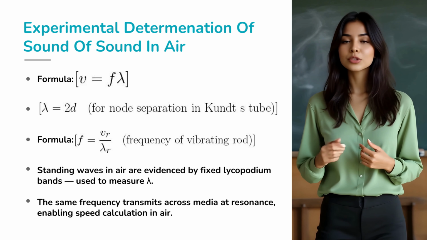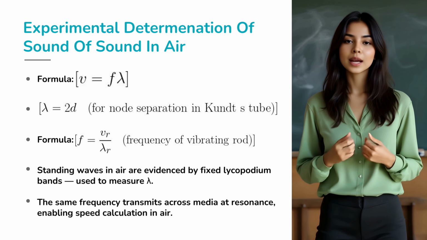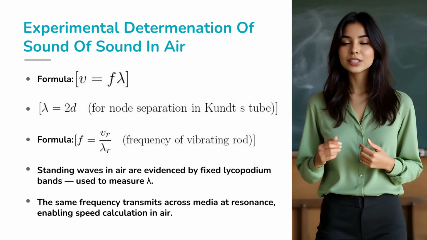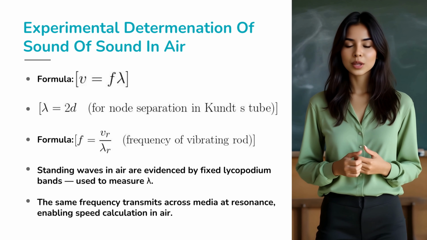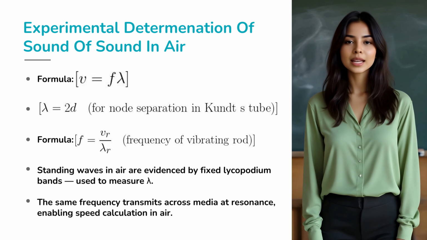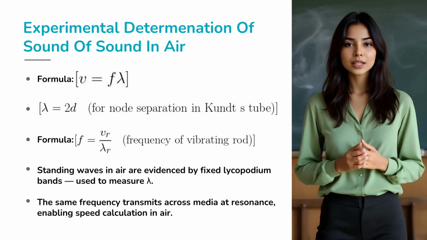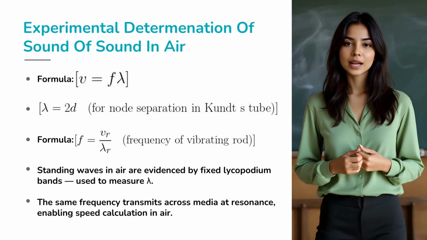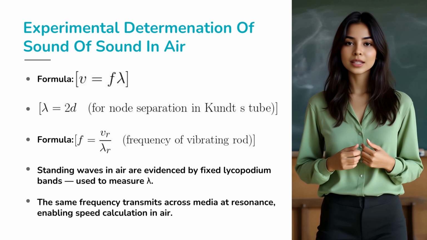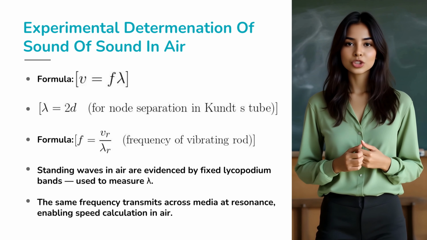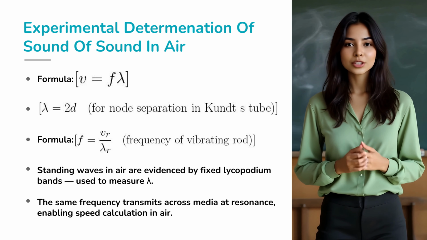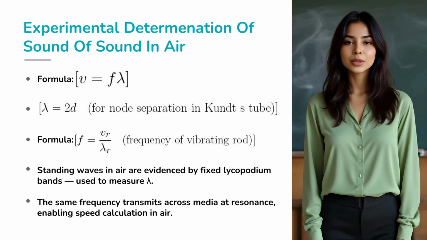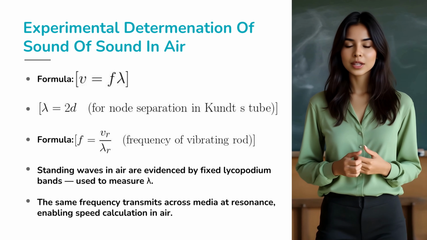The rod's vibration frequency, f, depends on its speed and wavelength inside the rod. f equals v sub r divided by lambda sub r. Standing waves in air create fixed lycopodium bands, those dusty nodes that cleverly help us measure lambda. Thanks to resonance, the vibrational frequency matches perfectly between the rod and the air column, letting us find sound speed in air. And just like life, experiment accuracy improves when we average measurements and consider environmental factors like temperature, because sound speed changes with how warm or cold the air is.